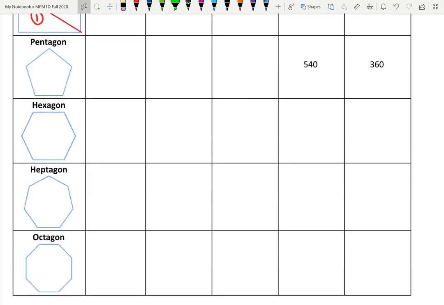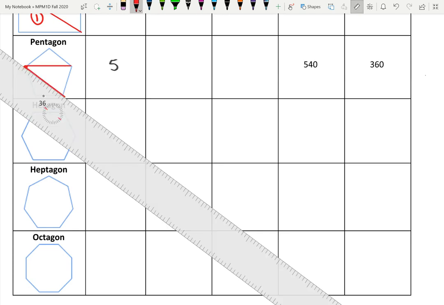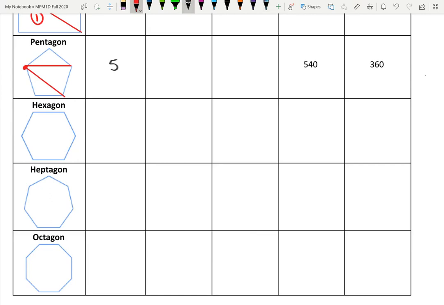Pentagon, 5 sides. And the number of diagonals from one vertex to the other. So we're only choosing one vertex. You know, you can pick this one or this one, whatever you want. Let's say I'm going to pick this one. Okay, so from that one vertex, how many diagonals can we create? 2. Okay, and that therefore it creates 3 separate triangles within the polygon.